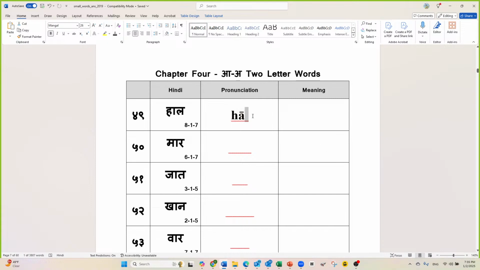L. So now L. So what we have? Her and this is a sound. So we'll say ha, hal. Okay. The word is hal. And hal means condition. Okay. So go and write this down. Hal means condition.